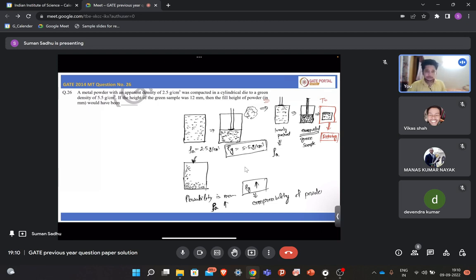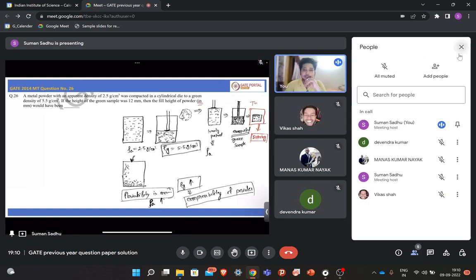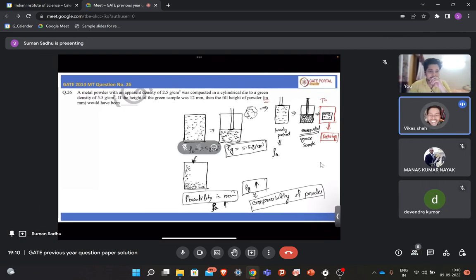So it basically tells you about the compressibility of the powder, meaning up to how much extent you can compress this powder. So this is what rho G tells you, and rho A tells you the flowability of the powder. Now you got it, what is the significance of these two? Did you understand this part, or do you have any doubt? Yes, understood. Okay, now let us solve this question.